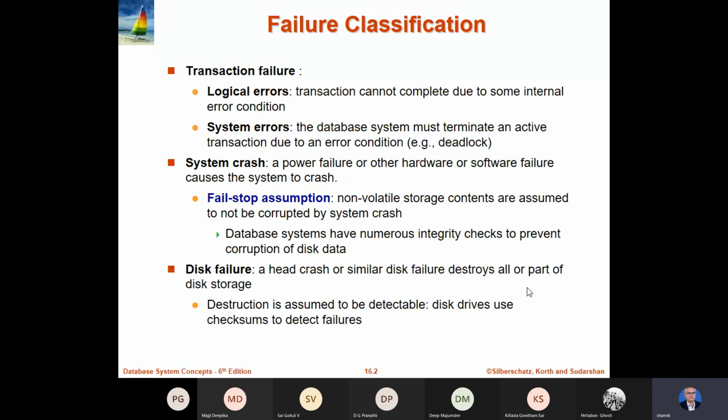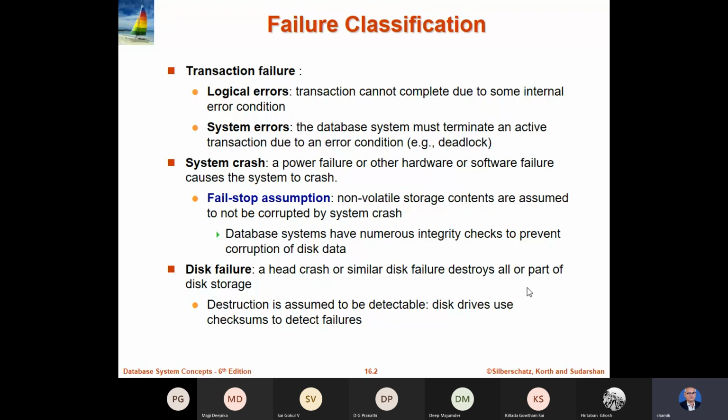So there is the fail-stop assumption, as I said: non-volatile storage contents are assumed to not be corrupted by a system crash. That means database systems have numerous integrity checks to prevent corruption of disk data. So the disk data can have different types of RAID configurations and so on, and integrity checks like CRC checks and all that. So what we are saying is that a system crash will be such that the disk actually survives a system crash, unlike a disk failure, where there is a head crash or similar disk failure.